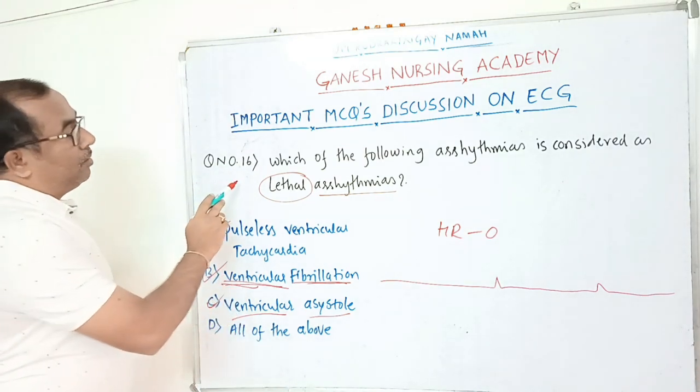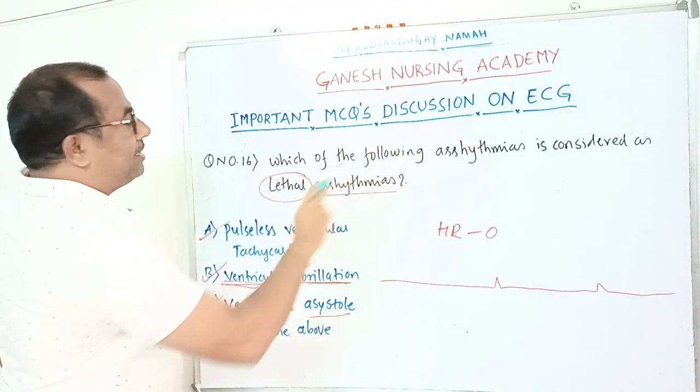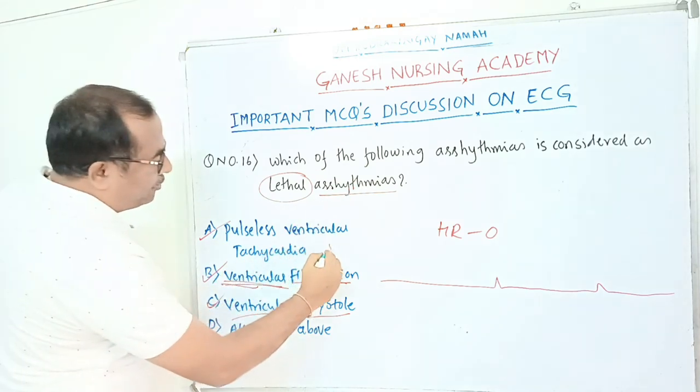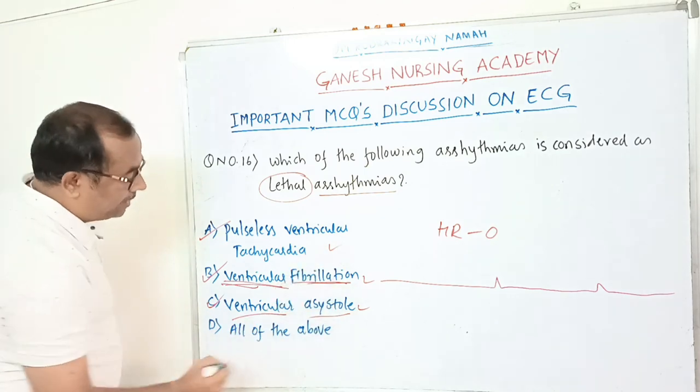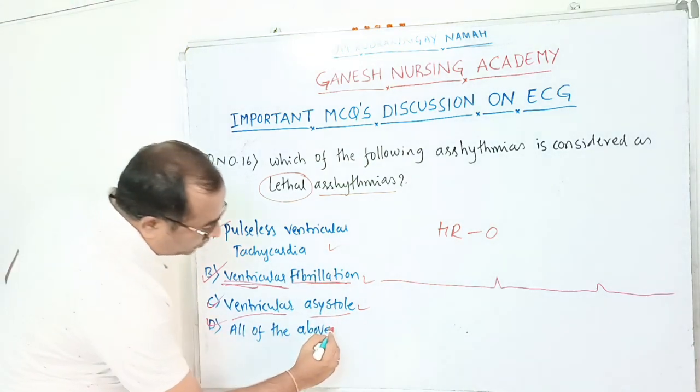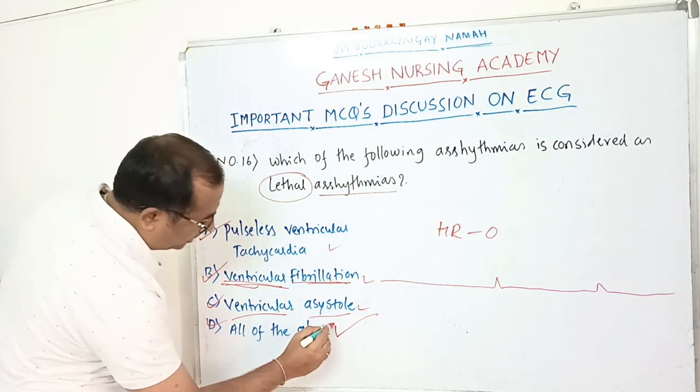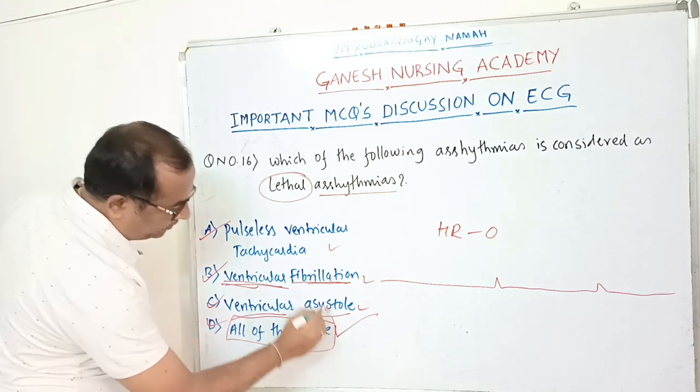So the question is, which of the following arrhythmias is considered a lethal arrhythmia? All of these, pulseless ventricular tachycardia, ventricular fibrillation and ventricular asystole, are considered lethal arrhythmias. So option D is the right answer here.